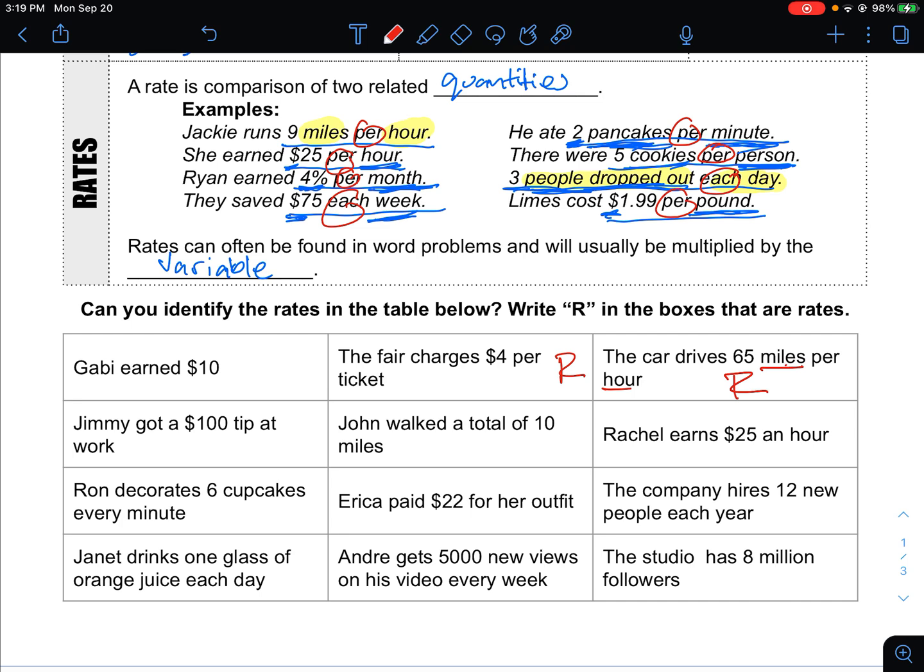So no, that is not a rate. John walked a total of 10 miles. Is that a rate? 10 miles? What are we comparing? Miles and what? Nothing. So that's not a rate.